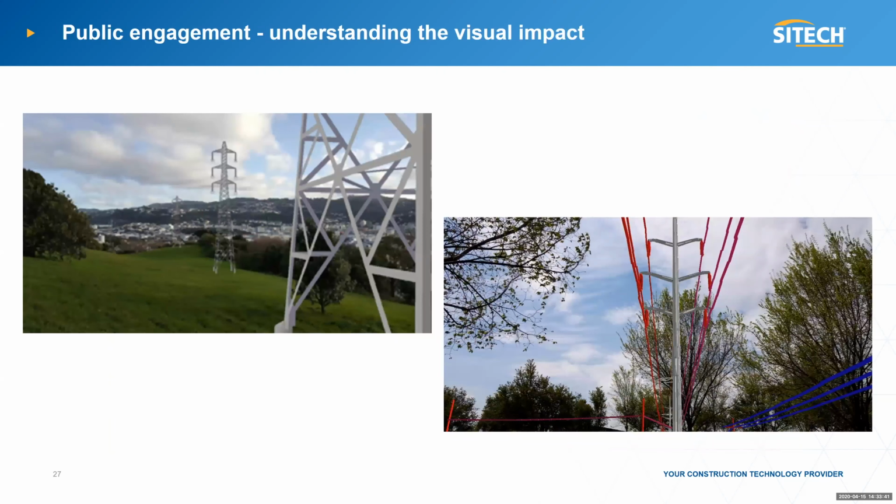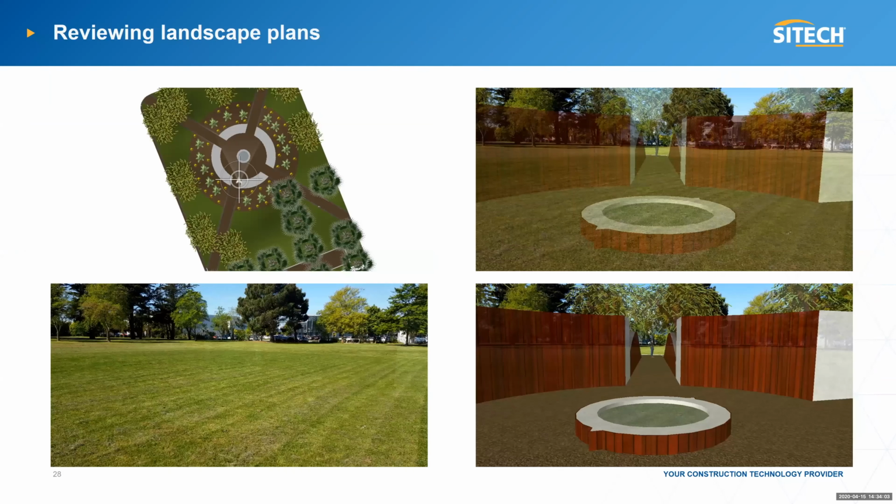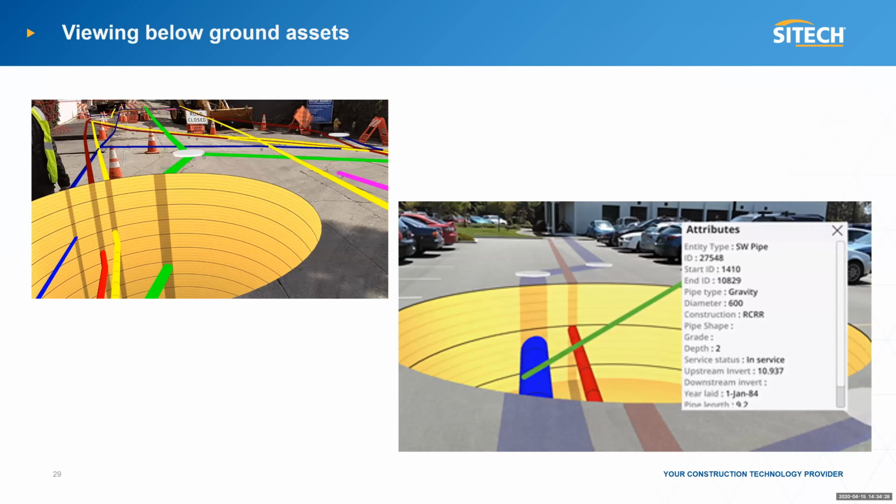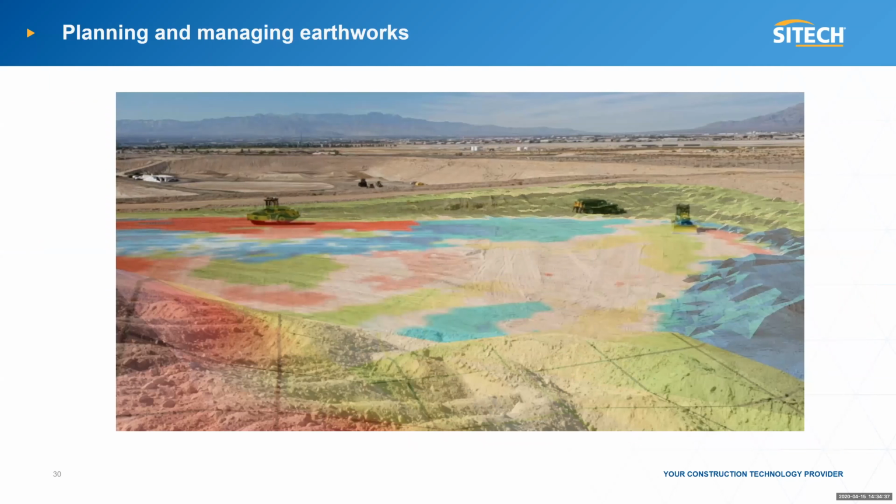Also, before building anything, you can understand the visual impact. Do I have to cut down some trees, for example, before I start building anything? Or is there something in the way? It's good also for reviewing landscape plans, how it would look in the future. And of course, it's a really good tool for those who can't imagine 3D from a 2D paper plan. Yeah, of course, viewing the underground utilities and using this pit view tool, and showing cut fill maps on the construction site and managing earthworks.